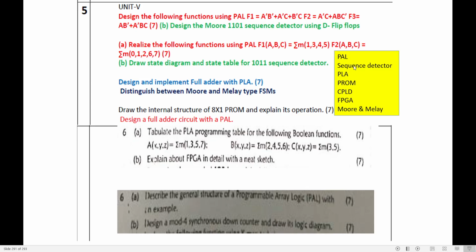Unit 5 is very simple: PAL, PLA, PROM, sequence detector, short notes of FPGA and CPLD, and the difference between Mealy and Moore model. It is asked in part A, and it is asked in part B as a 7-mark question. So if you know the 5 differences or 7 differences, you can write either in part A or part B depending upon the question you get.